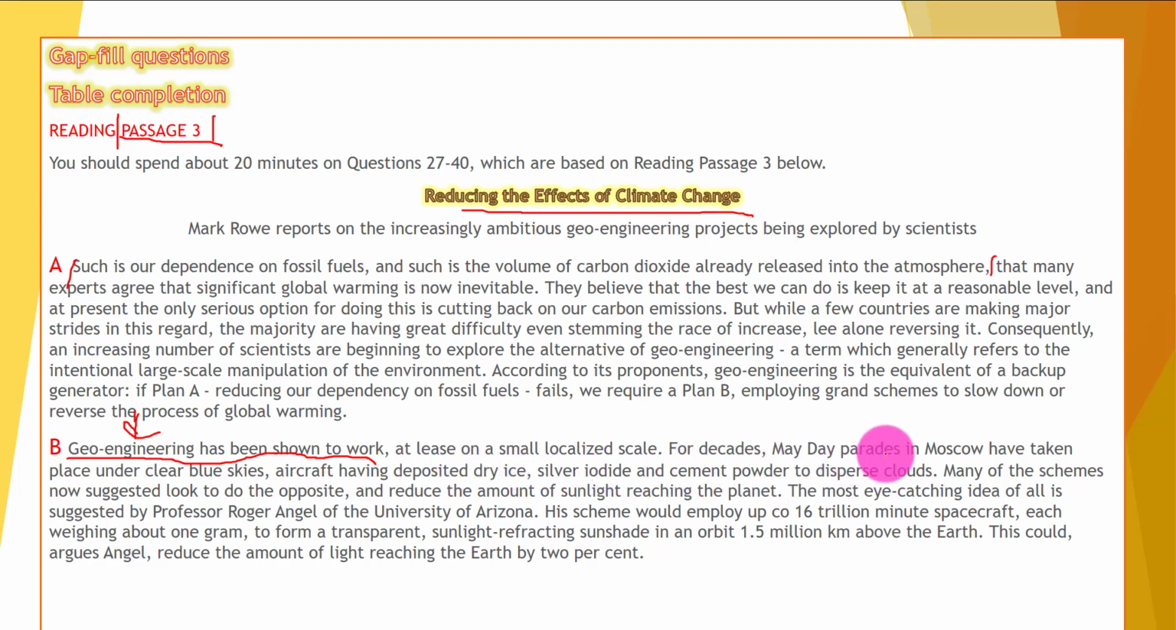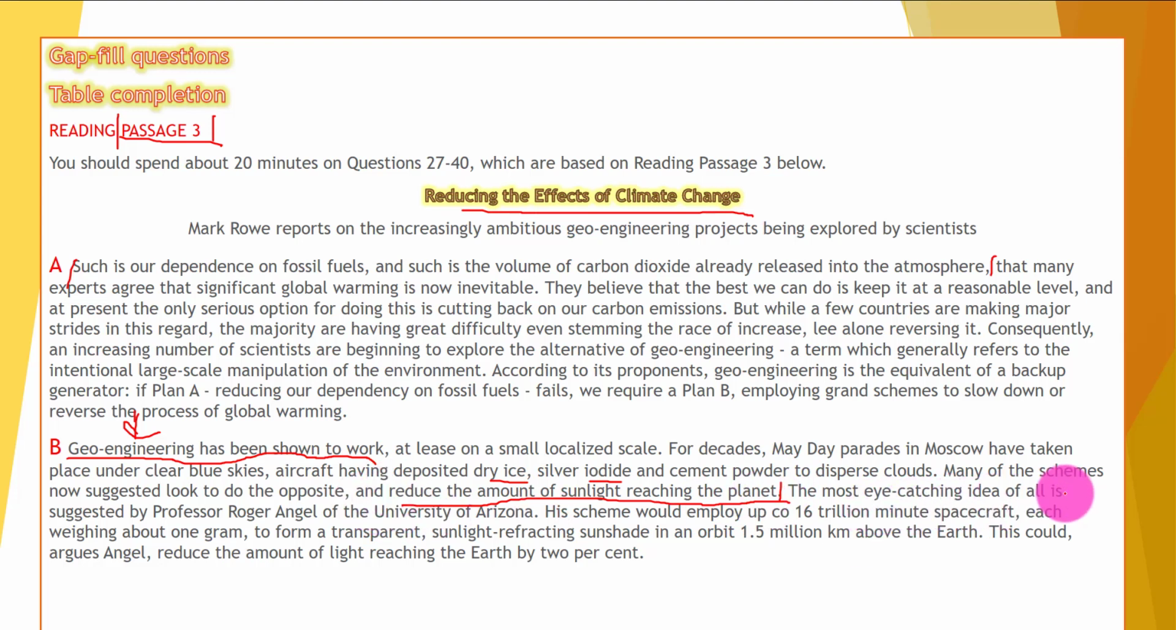At least on a small localized scale, for decades, May Day parades in Moscow have taken place under clear blue skies, aircraft having deposited dry ice, silver, it's a chemical. I don't know the meaning of this word, so it doesn't matter, just skip it. You would come across lots of words you don't have any idea about. You don't need to understand all of the words in the IELTS reading. Okay, now let's continue. And cement powder to disperse clouds. Many of these schemes now suggested look to do the opposite and reduce the amount of sunlight reaching the planet. That was one of our keywords in the table.